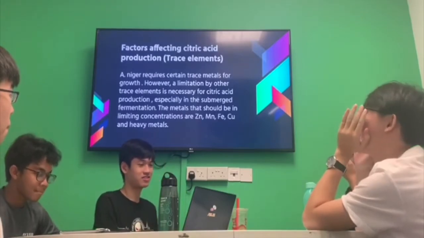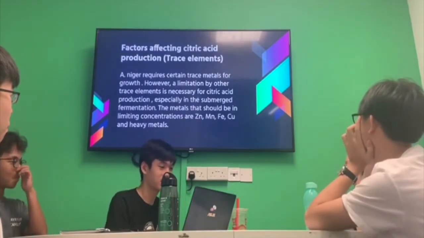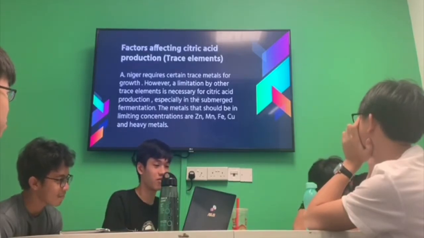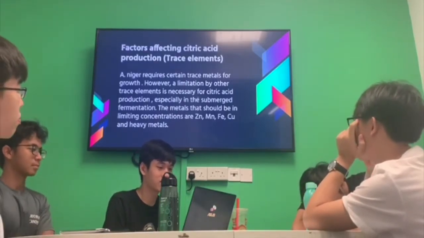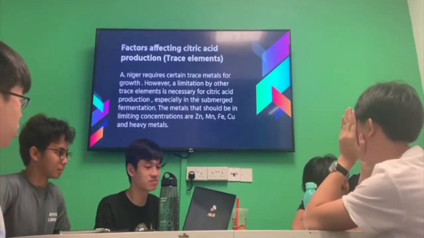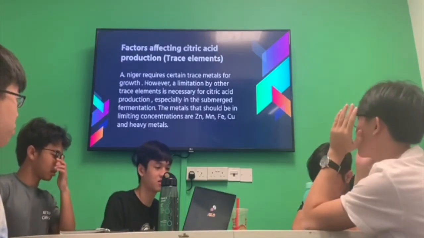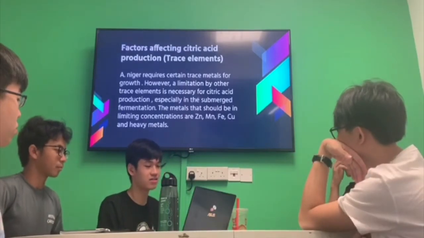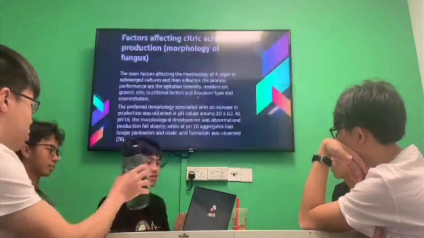Another factor affecting citric acid production is trace elements. Aspergillus niger requires certain trace metals for growth. However, a limitation by other trace elements is necessary for citric acid production, especially in the submerged fermentation. The metals that should be in limiting concentrations are zinc, manganese, iron, copper, and heavy metals.